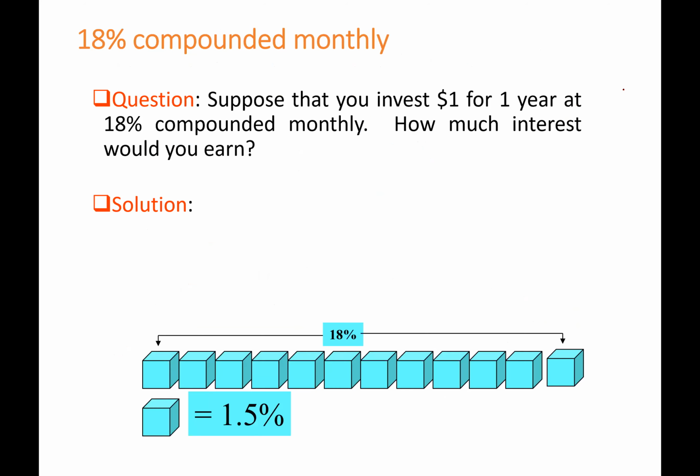So now let's look at this. Still the 18% compounding monthly case. Suppose you invest $1 for 1 year at 18% compounding monthly, how much interest would you earn? Now let's calculate that, using the compound interest formula, or you can use the effective interest rate formula. How much interest would you earn? So we find the ending balance first: P times 1 plus r over n, to the nt.